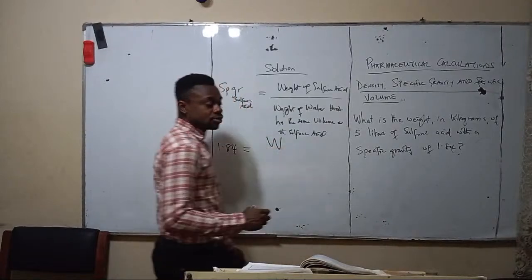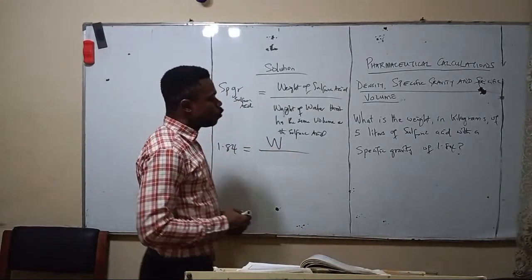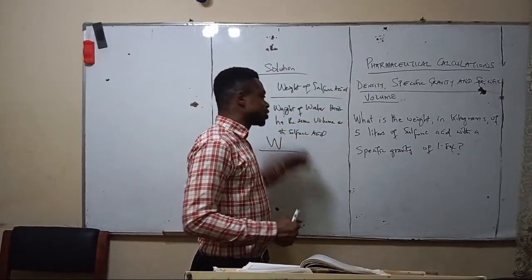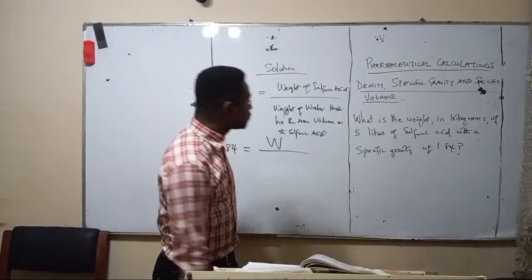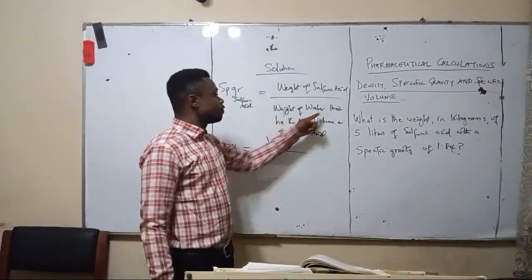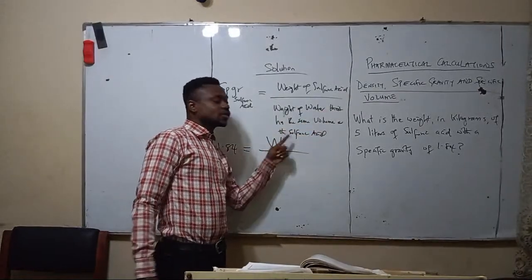I'll denote it as W, all over the weight of water that has the same volume as sulfuric acid. Now this is where the main thing lies. The weight of water that has the same volume as the sulfuric acid.